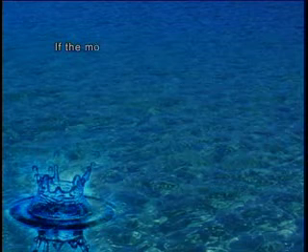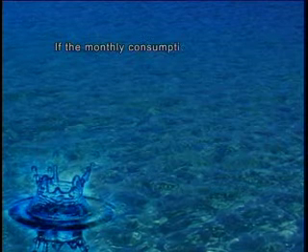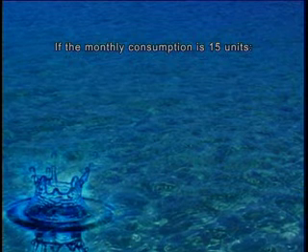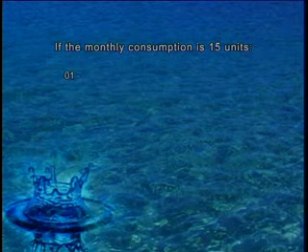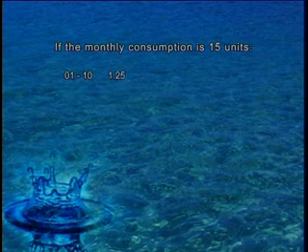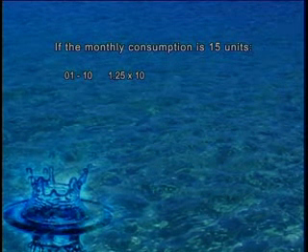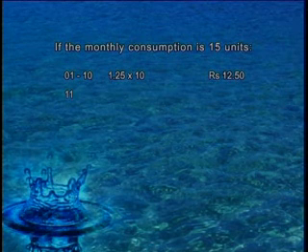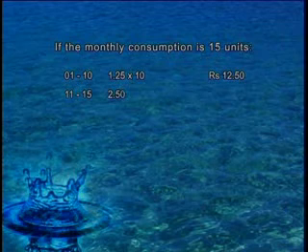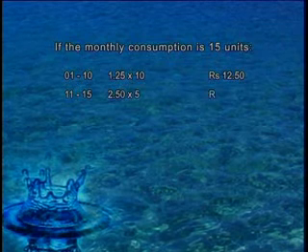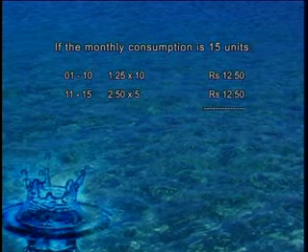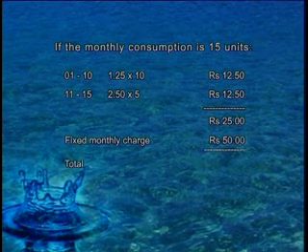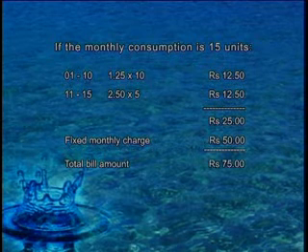Therefore, the water bill of a household that consumes 15 units of water is as follows. For the first 10 units of water you consume, you will be charged 12 rupees and 50 cents at the cost of 1 rupee and 25 cents per unit. For the next 5 units of water, a sum of 12 rupees and 50 cents is charged at 2 rupees and 50 cents per unit. After adding the fixed monthly charge of 50 rupees, the total amount charged will be 75 rupees.